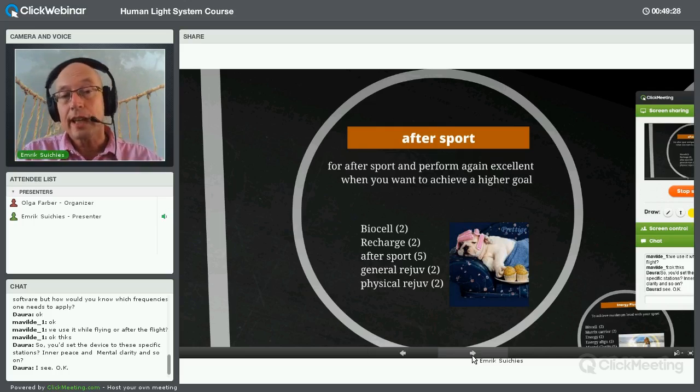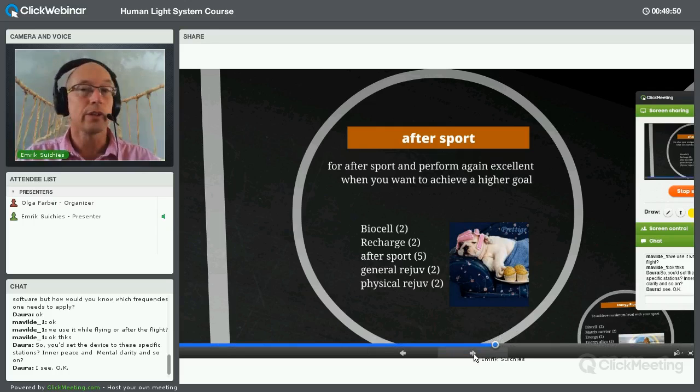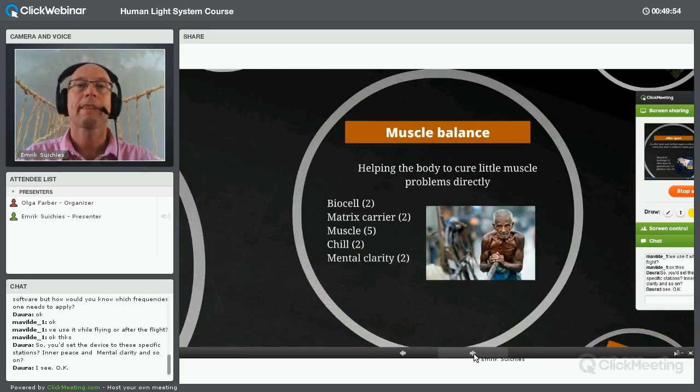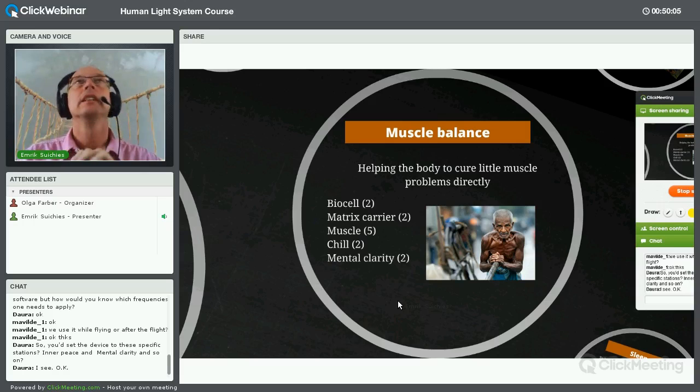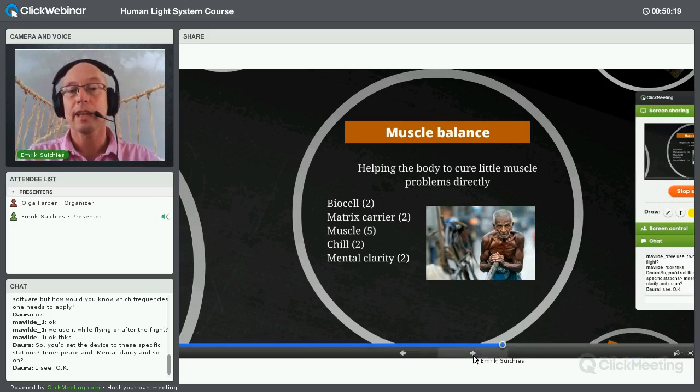And that's the same with general rejuvenation or physical rejuvenation. There are more frequencies in that specific application. And you can put it on, and then for 2 minutes, just like the radio signal, if it's on the right signal, then you have the right transformation, and your body will restore, like always. If you have a problem with only your muscles, you can use biocell, matrix carrier, muscle, and then we have chill. Chill is about restoring emotions in general. So it's a great one. I use it a lot for people who have a lot of depression. And of course mental clarity, which I explained already.